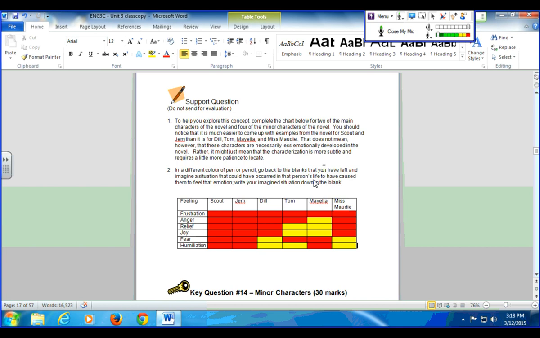Go back to the links you've left and match situations that could occur in that person's life to have caused them to feel that emotion. Write your imagined situation down in the blank. Well, there's not a space for that here. But you want to think of a time when Miss Mowdy could have fear or humiliation.